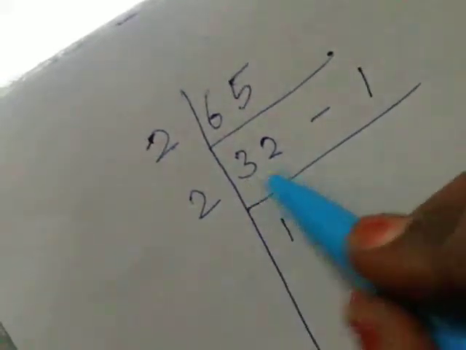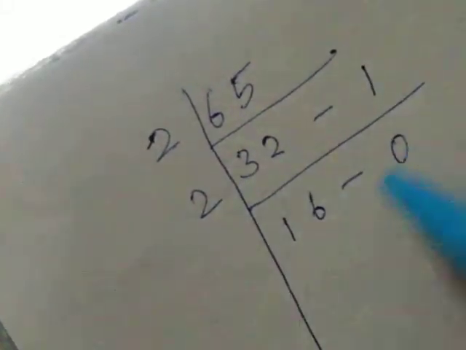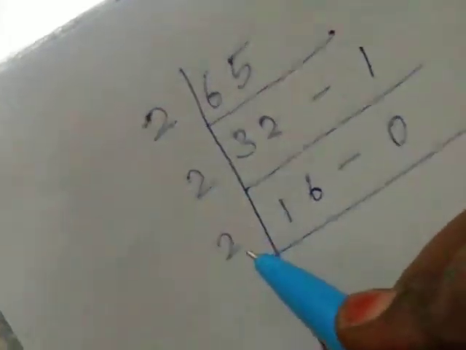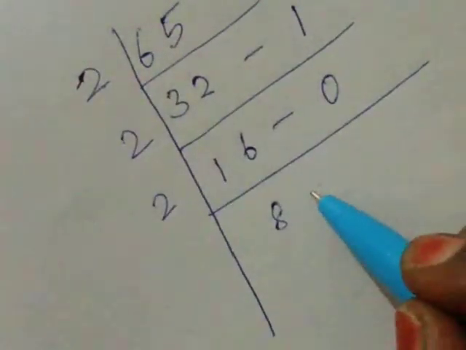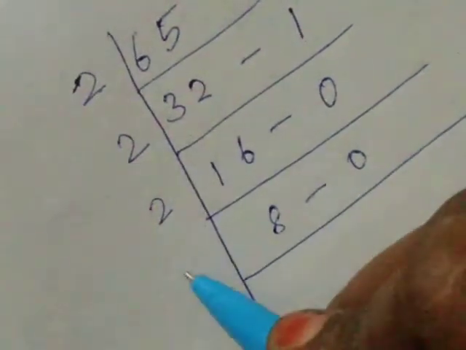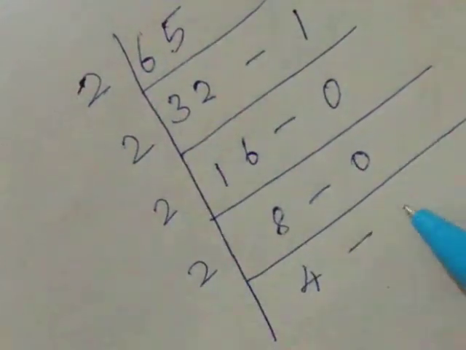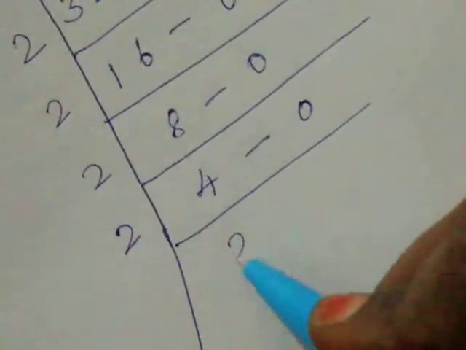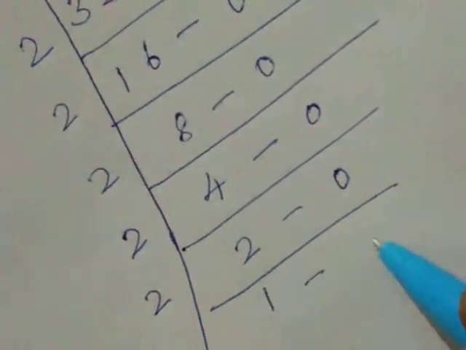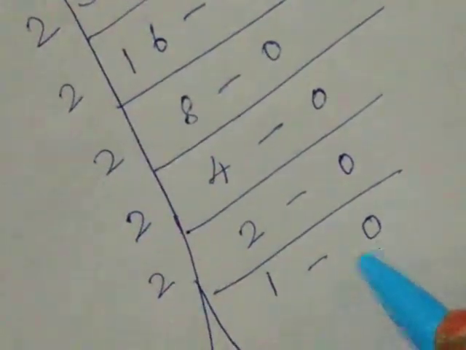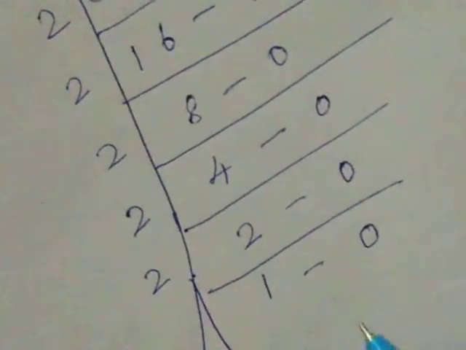Then 1 2s are 2, remainder 1, 16 we will get 0. Then again we divide by 2, 8 2s are 16, and we will get remainder 0. Then again by 2, 4 2s are 8, and we will get 0. Then again 2, 2 2s are 4, remainder 0. Again 2, so 1, and then we will get 0. At last we get quotient 1 or 0. Up to this we have to conclude because we can't divide this number further.